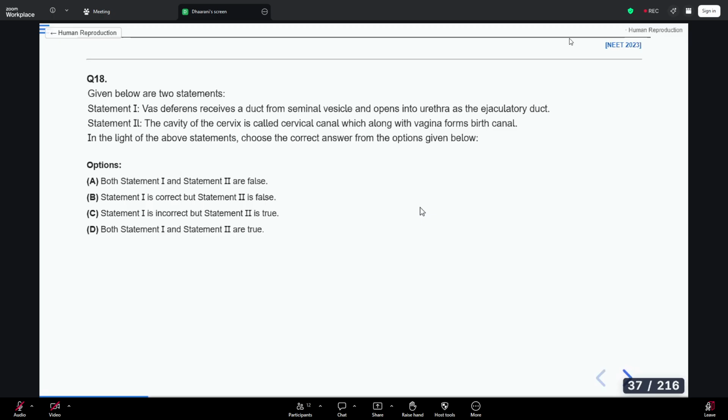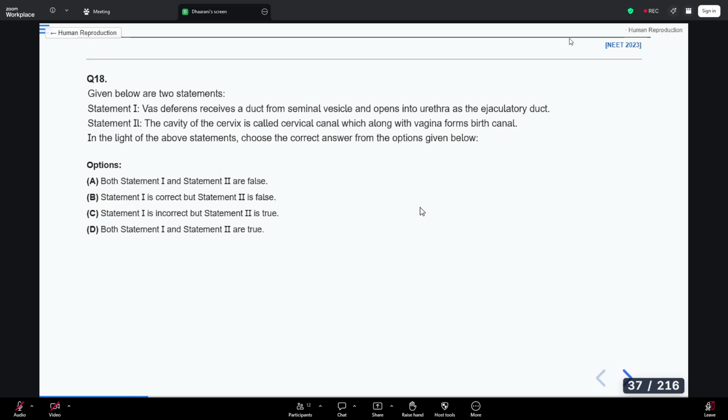Okay, answer this question fast. We'll finish with this question. Given below are two statements. Vas deferens receives a duct from seminal vesicle and opens into urethra as the ejaculatory duct. Statement 2: the cavity of the cervix is called cervical canal, which along with vagina forms birth canal. So you have to choose the correct answer. Whether statement 1 and 2 both are false, both are true, or one is incorrect but 2 is true.